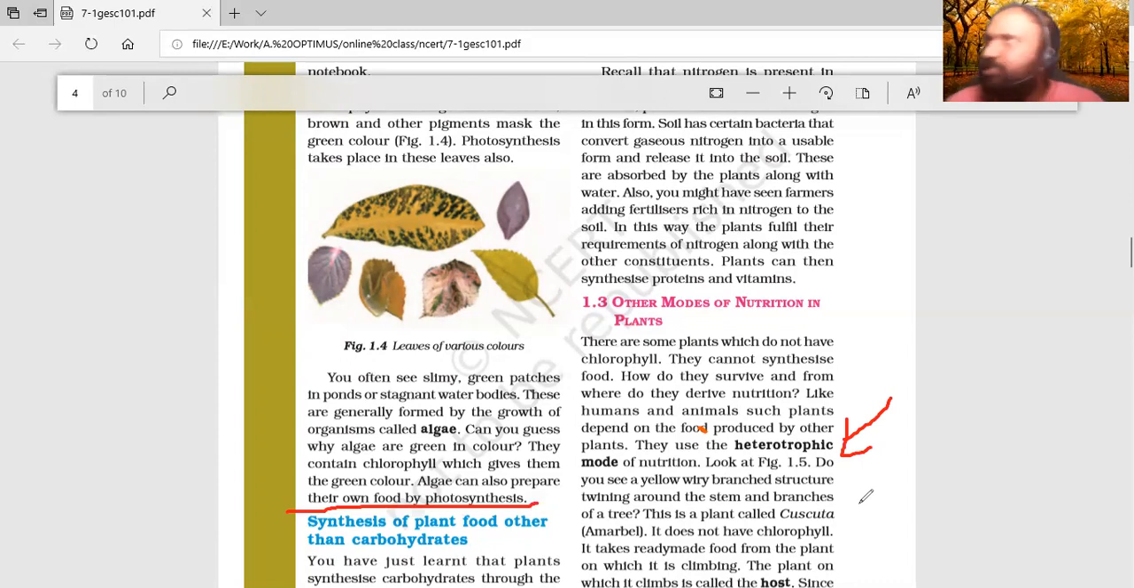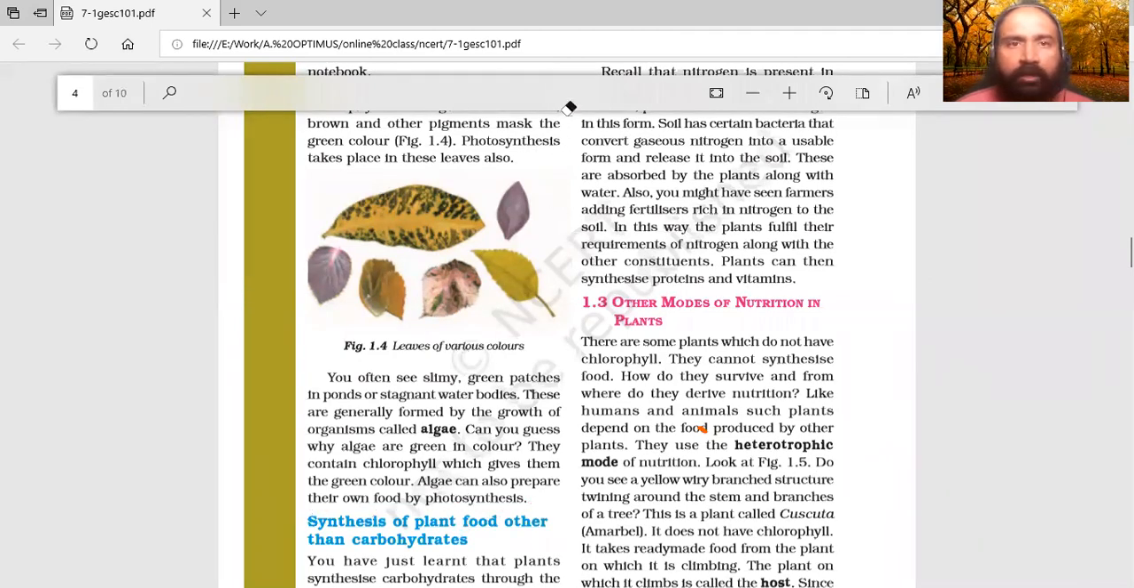Have you seen, in big trees, you might have seen a different branch crawling over the tree. It might be having a different leaf also. I will show you that picture in the textbook itself. So we will discuss all these things. Before that, I just want to teach you this. One second, let me erase this.